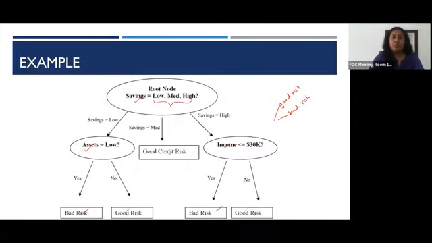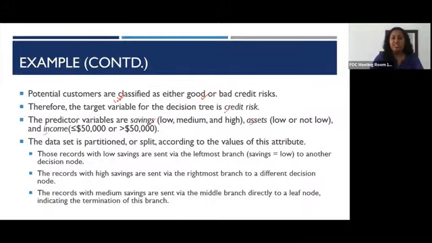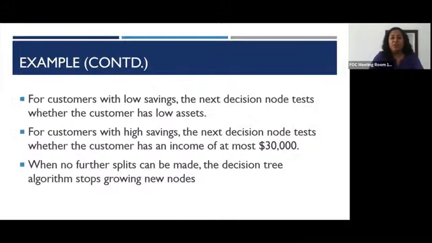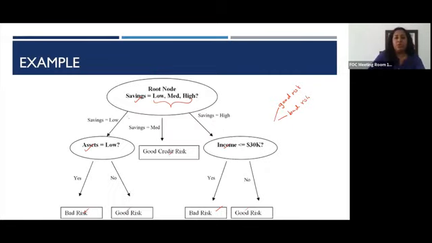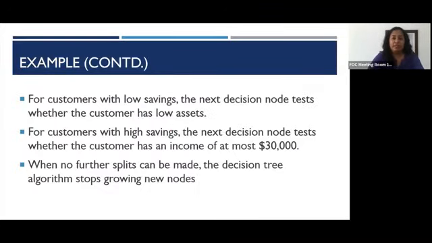I'm not going to read this out for you. You can already see this, right? For customers with low savings, the next decision node is whether it has low assets. So if it is low, you check the assets. But if it is high, you are checking something else. If it is medium, you are quite sure it is a good risk, right? So that is how the decision tree is implemented, right? Okay.